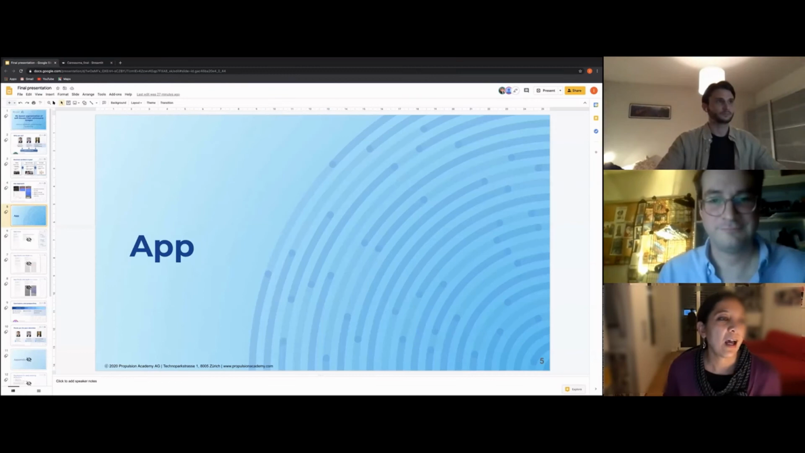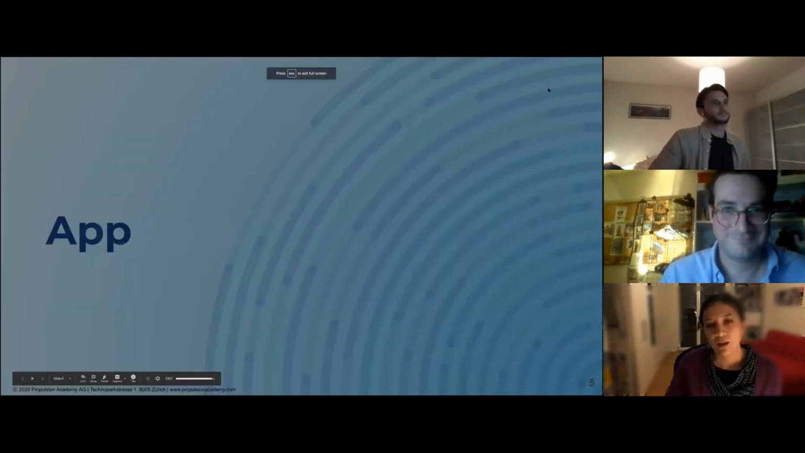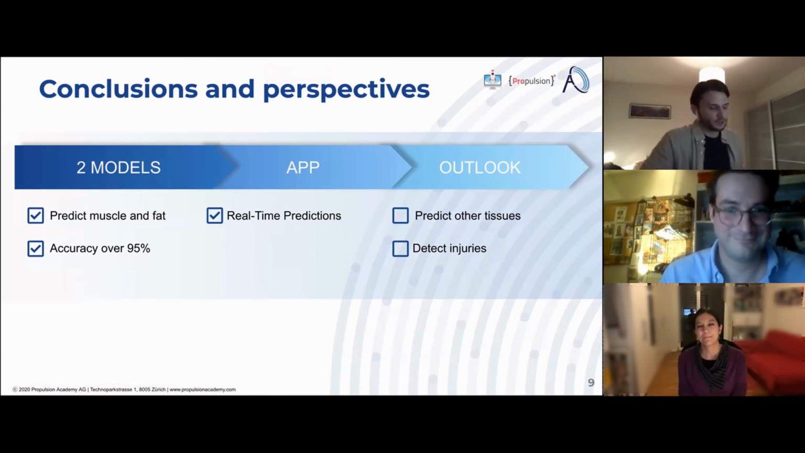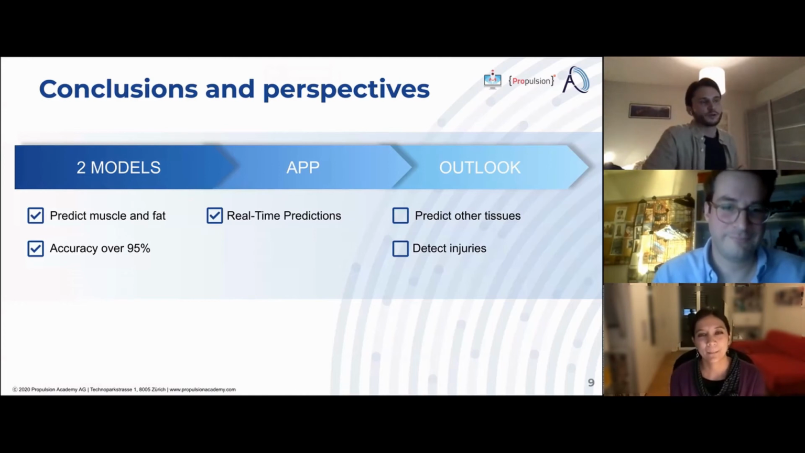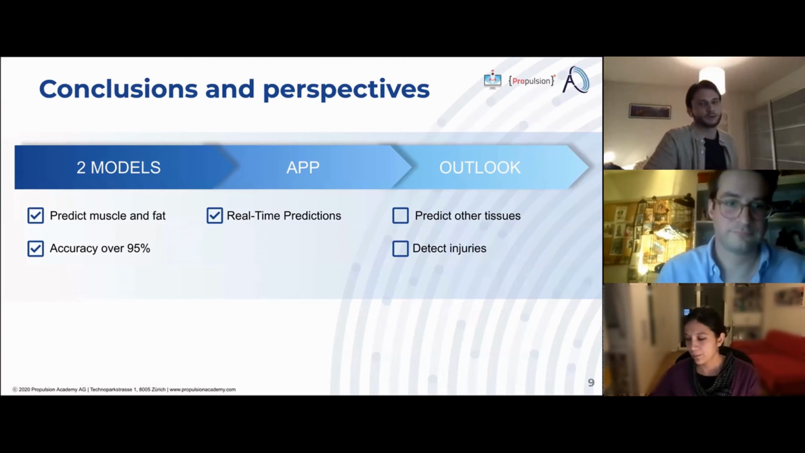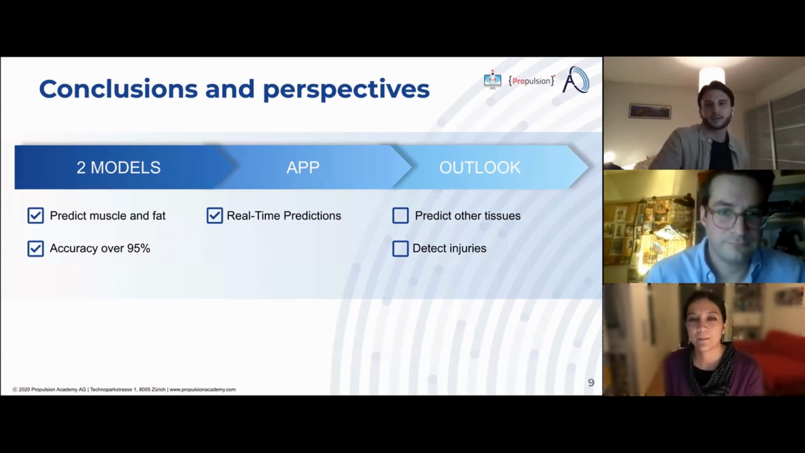With that, I will go back to our presentation to reach our final conclusions. Yes, so let us recapitulate the most important points of our project. First of all, we were able to build two models that are able to predict fat and muscle with a very high accuracy. And we were able to create the first prototype of an app which is able to make real-time predictions for new ultrasound images.